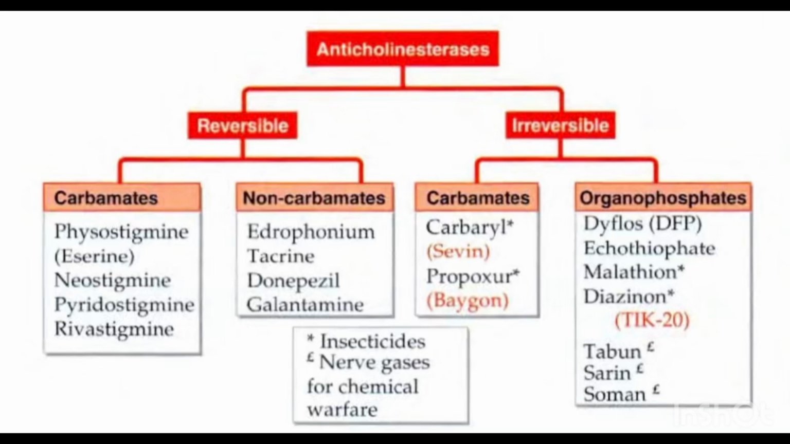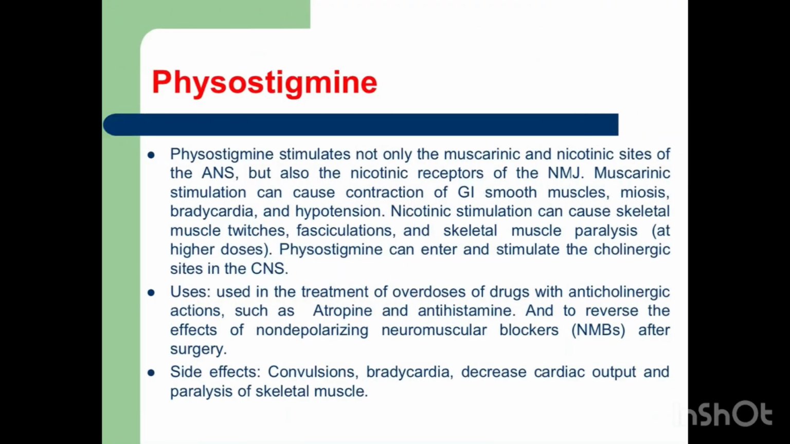In the first one, under the carbamate, we'll be talking about some drugs. The first one we'll be talking about is Physostigmine. So Physostigmine will be the first drug, and there are things you need to know. Physostigmine is derived from Nigeria, from a food product called Calabar beans. And we should also know that it's a tertiary amine.